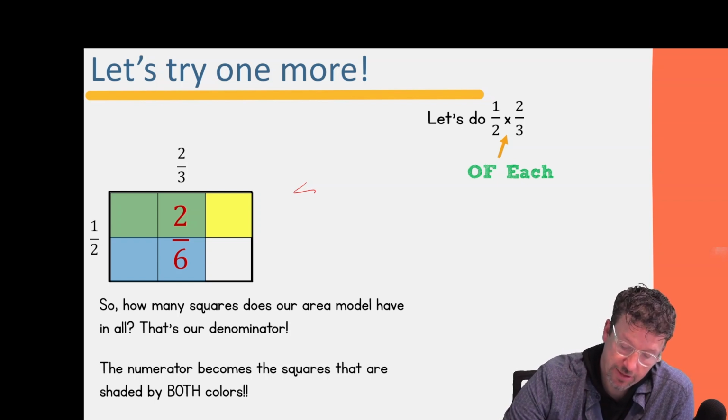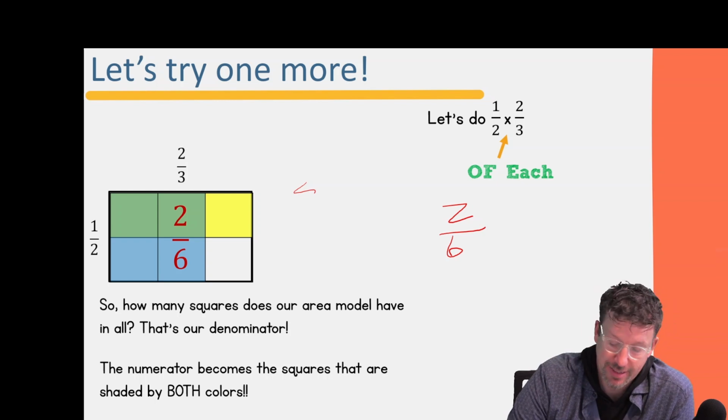Okay, and if it was 2/6, we have to ask ourselves, is that in simplest terms? And it's not. What numbers go into 2? That would be 1 and 2. And what numbers go into 6? That would be 1 times 6 and 2 times 3. What's our greatest common factor? 2. So 2 will go into both of these.